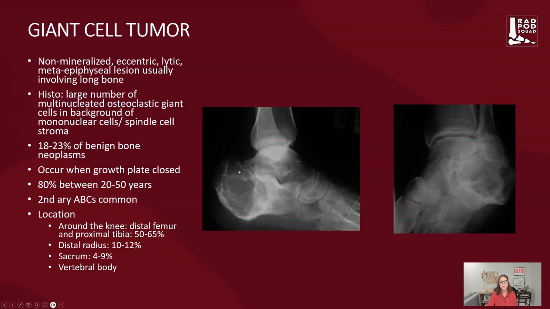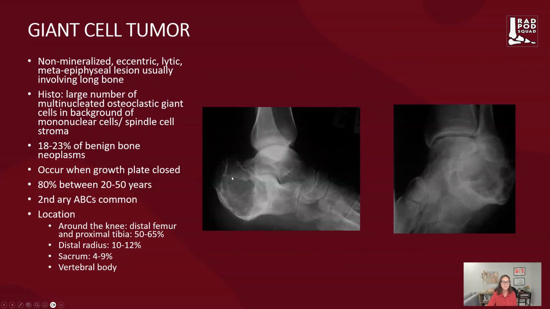They can be large. What we're seeing here in the posterior calcaneus, there's this lucent lesion that's replacing the entire end of bone, the posterior calcaneal tuberosity, and this is consistent with a giant cell tumor. This is a non-mineralized eccentric lytic lesion. They have a large number of osteoclastic giant cells, and what we're looking for on the MRI will be complete replacement all the way to the end of the bone.